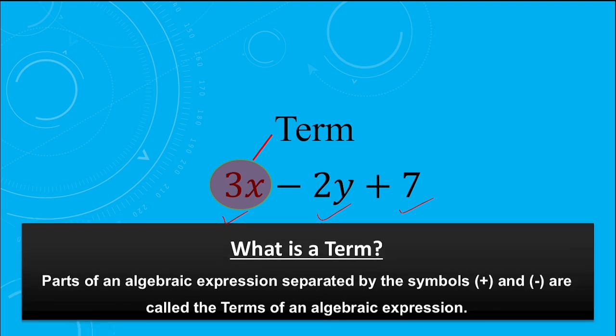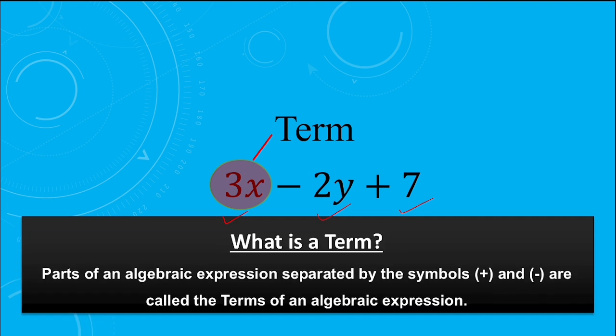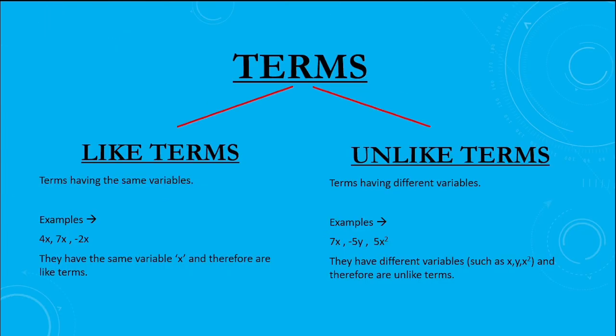Then what is a term? The parts of an algebraic expression separated by the symbol plus or minus are called the terms of the algebraic expression. Okay. Then like terms and unlike terms. If the terms have the same variable they are called like terms, and the ones with different variables are called unlike terms.